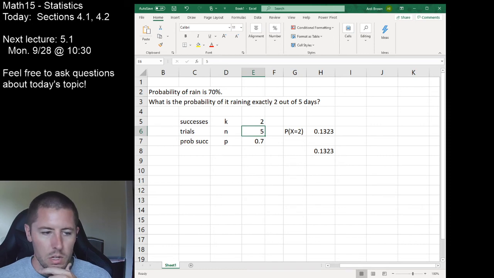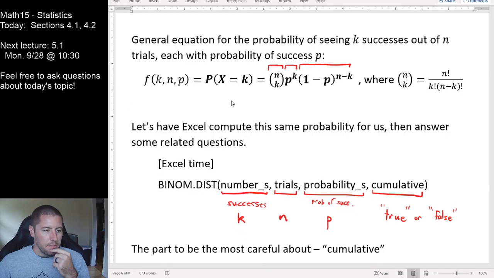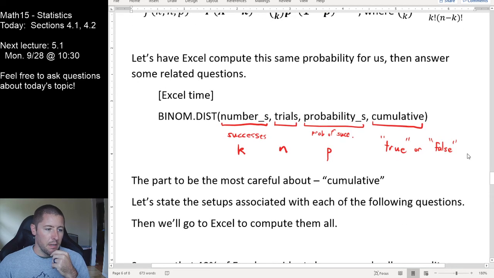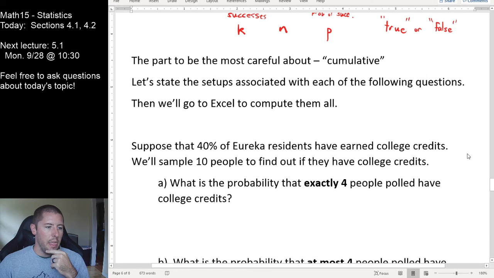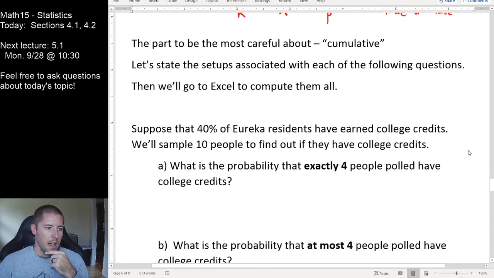So what I'd like to look at for our last things here, the thing to be very careful about, is the cumulative thing. So what I'm going to do is state the setups with each of these and then go compute each of them in Excel. I'm going to write out how I think of the probability statements. Then I'm going to compute those probability statements in Excel.